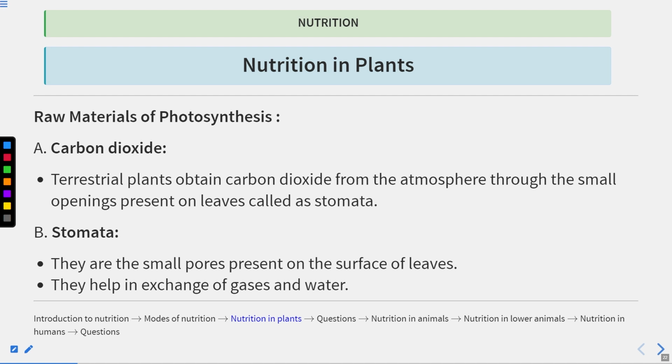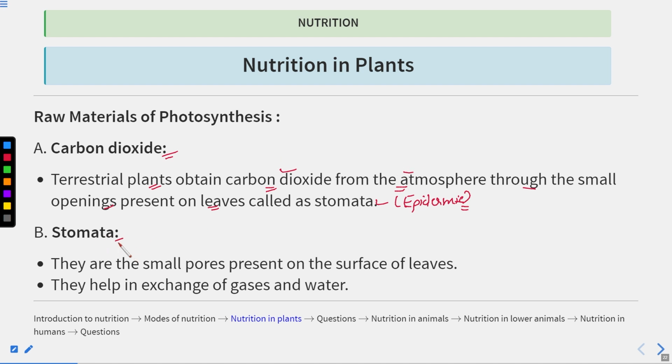Now, again, let's talk about carbon dioxide first. In terrestrial plants, they obtain carbon dioxide from the atmosphere, through what? Through the small openings present on the leaves that are known as stomata. Stomata are present in the epidermis of the leaves and they help in the gaseous exchange. And carbon dioxide is obtained from the atmosphere through stomata.